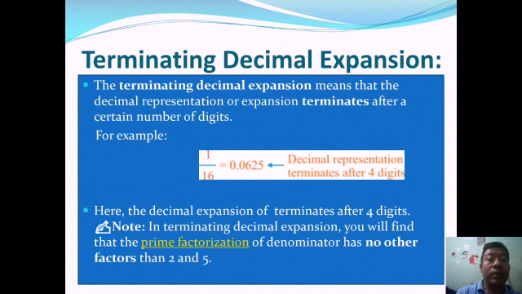Note, in terminating decimal expansion, you will find that the prime factorization of the denominator has no other factor than 2 and 5. We'll be doing this in later sessions.